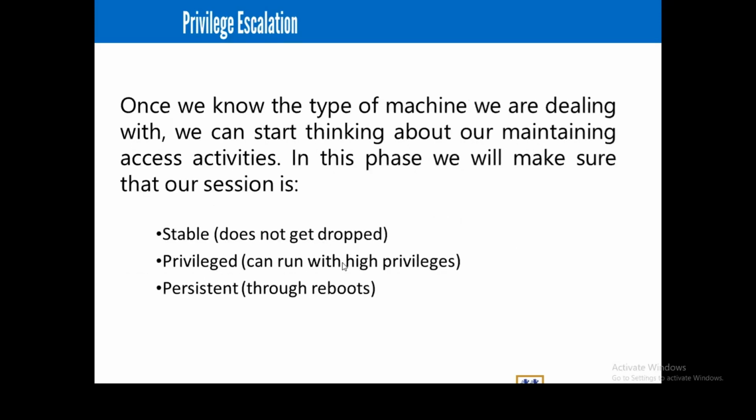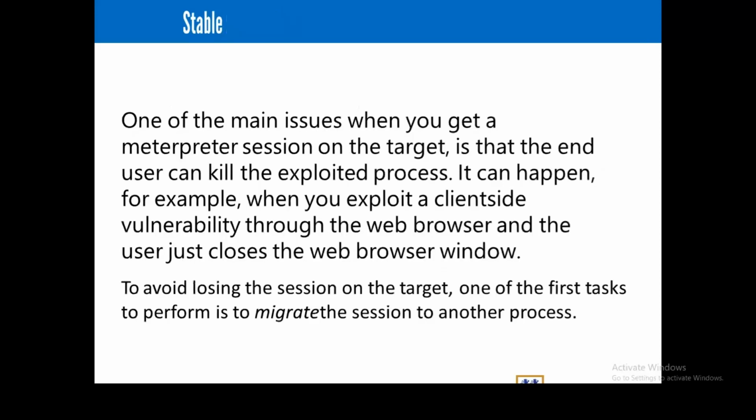Once we know the type of machine we are dealing with, we can start thinking about our maintaining access activities. In this phase, we make sure that our session is stable, does not get dropped, has high privileges, and persists through reboot. One of the main issues when you get a Meterpreter session on the target is that the end user can kill the exploited process. It can happen, for example, when you exploit a client-side vulnerability through the web browser, and the user just closes the web browser window.